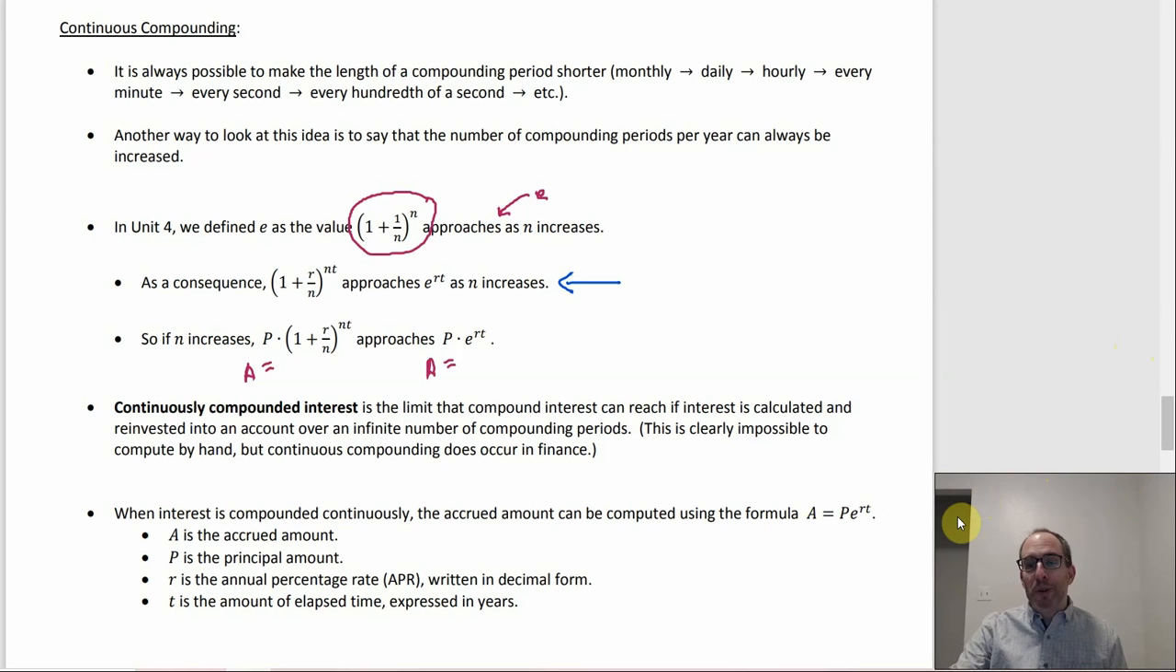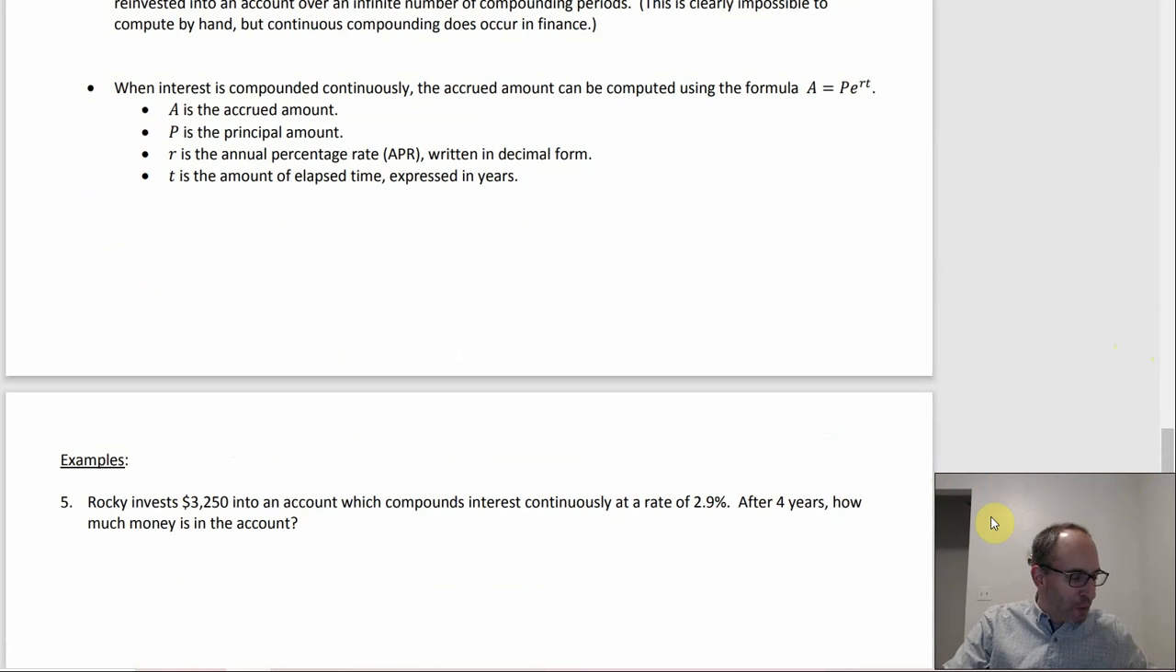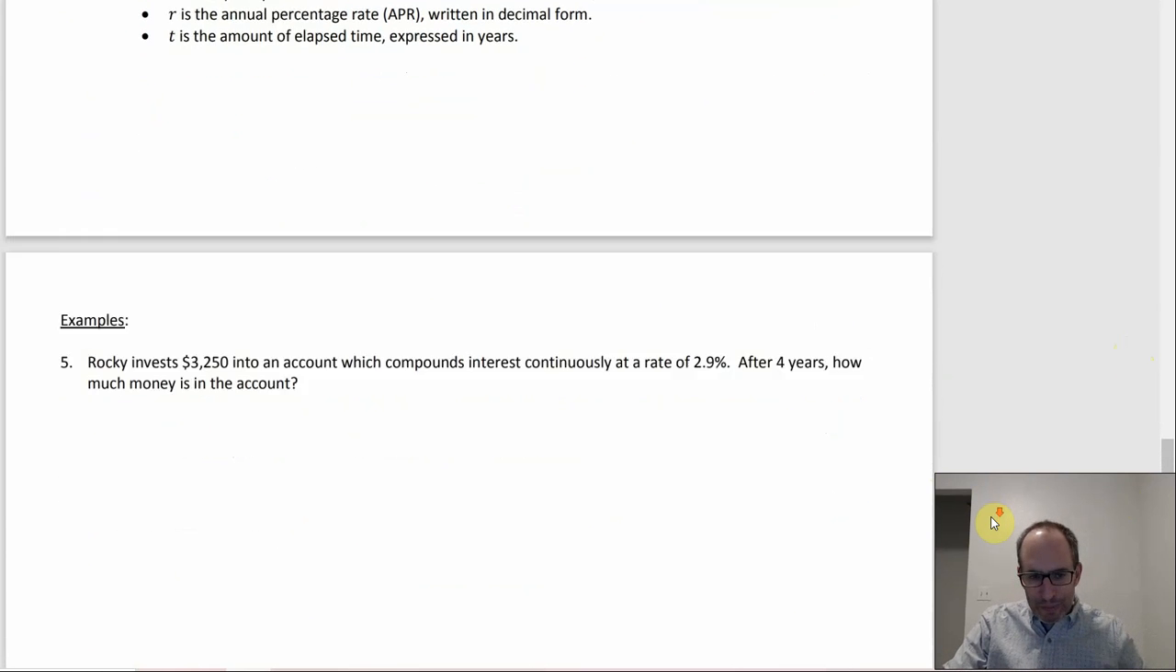So notice you don't need n, because what would n even be? Like, how do you sub in an infinity? You don't. So it's just P times e to the rt. So the algebra is actually easier. Nothing wrong with that. So that's what we're going to see in these examples.